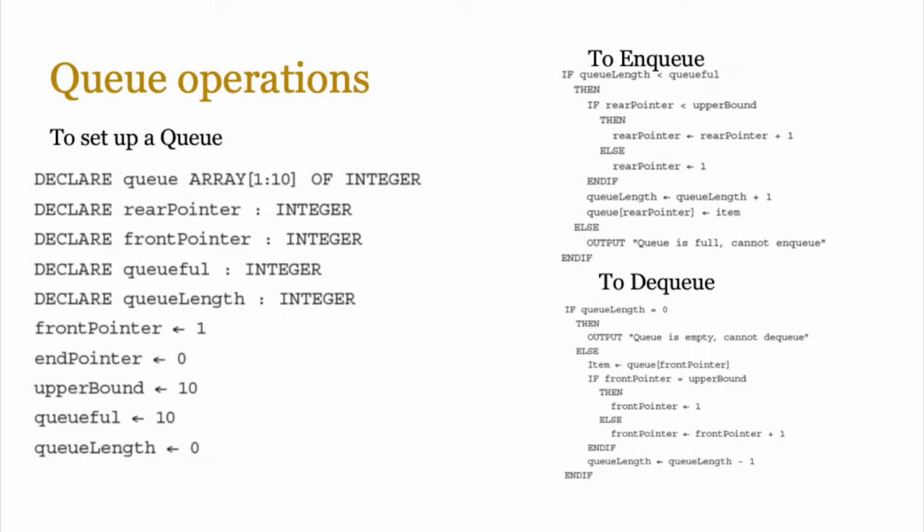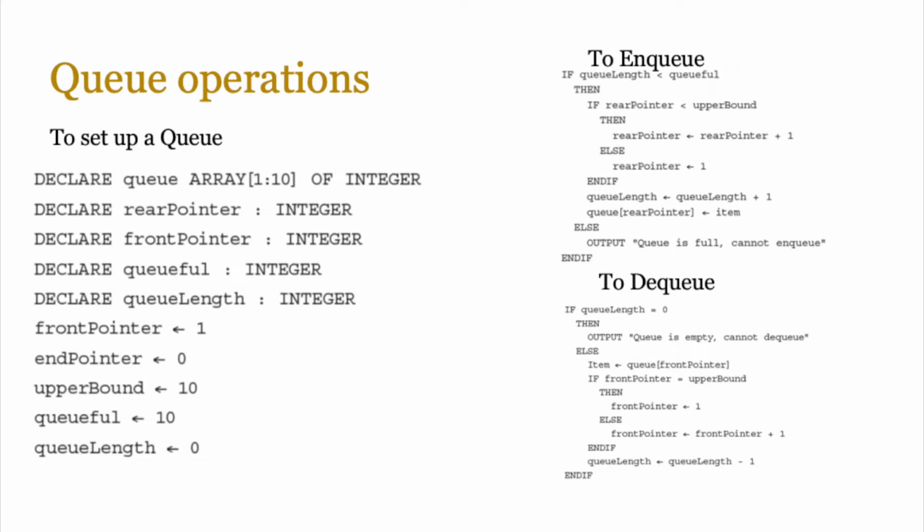We set up the variables queue length and queue full, and then we assign values to those. So queue length is the number of items in a queue, and queue full would be perhaps 10 because that's when the queue is full. We then set up the pseudocode for the two processes enqueue and dequeue, and that involves comparing the queue length with queue full. If the queue length is equal to queue full, then basically we need to output queue is full. Otherwise, we then check the rear pointer and then we increment it accordingly and insert items in the correct place.